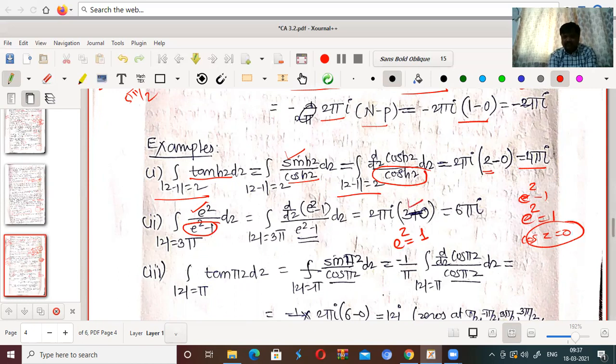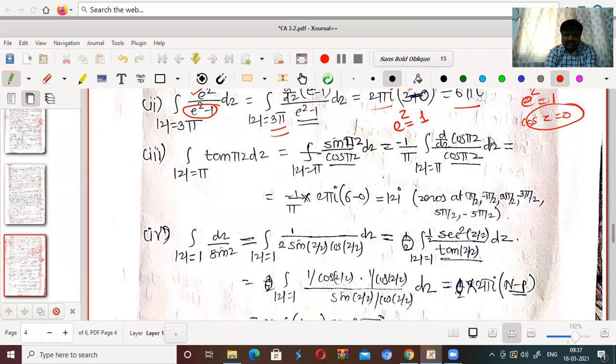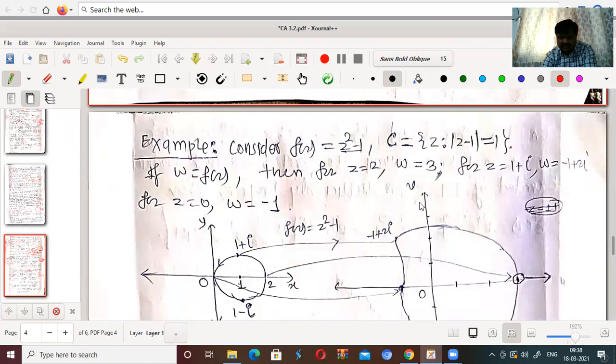And therefore we get 2 pi i into 3, which is 6 pi i, because the circle has center at z equal to 0 and radius 3 pi. So you take three zeros there, and you get 3 minus 0, giving 6 pi i. Similarly, all these are there. So go through these examples and you will get such answers. Okay.